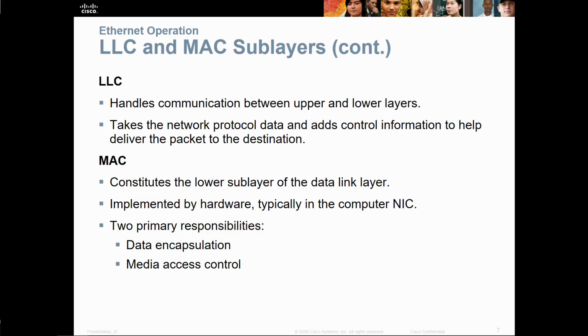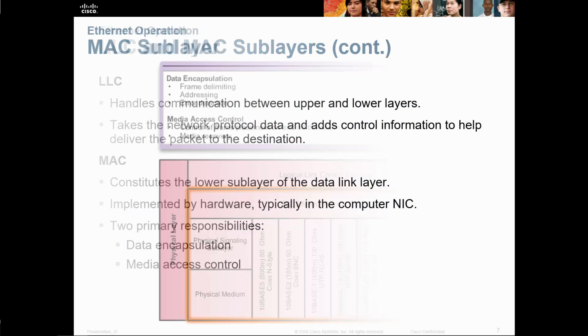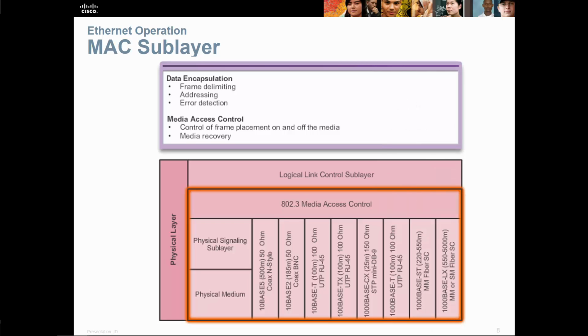Our MAC constitutes the lower sublayer of the data link layer. It's implemented by hardware, normally through some type of network interface card. It has two primary responsibilities: data encapsulation and media access control. So here is our sublayer. Data encapsulation deals with our frame delimiter, our addressing, our error detection, our frame check sequence. It also deals with media access control, which is the second function.